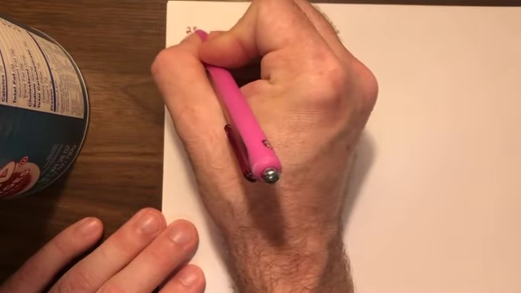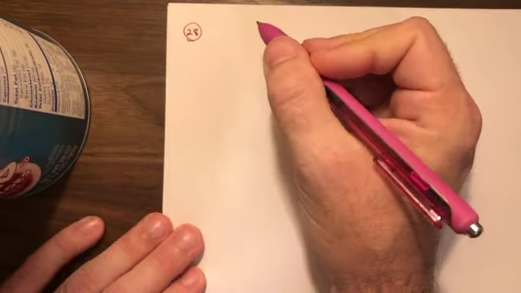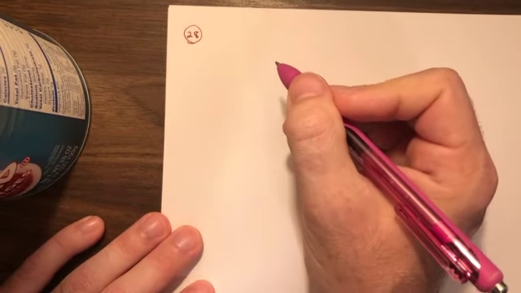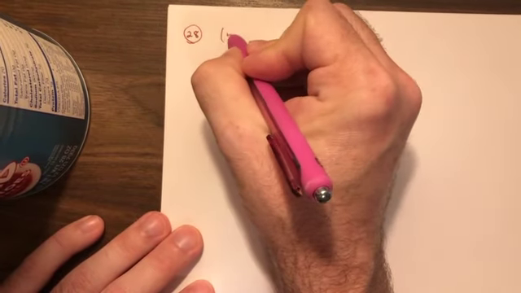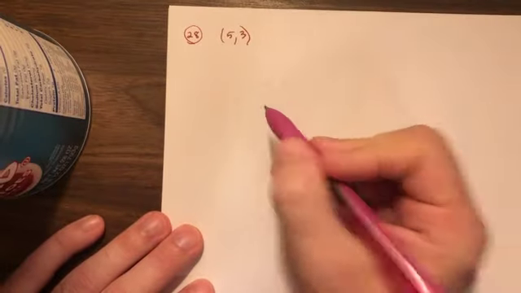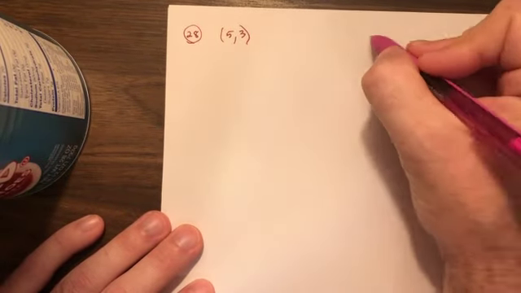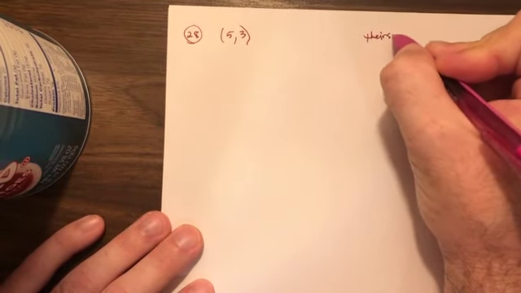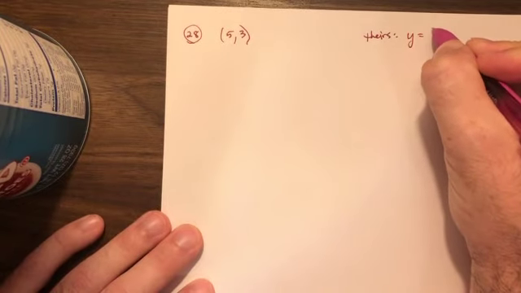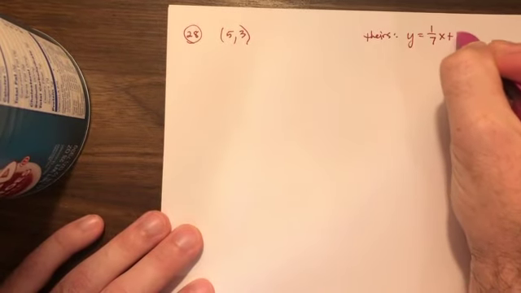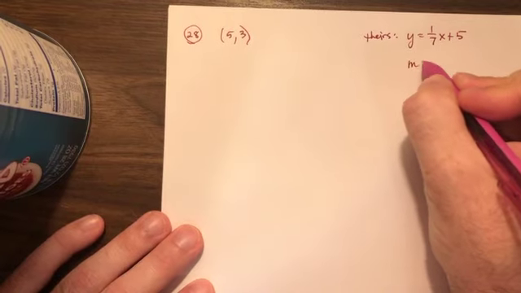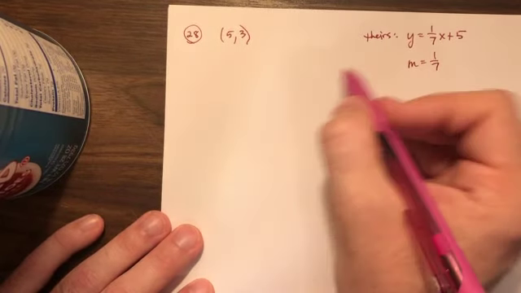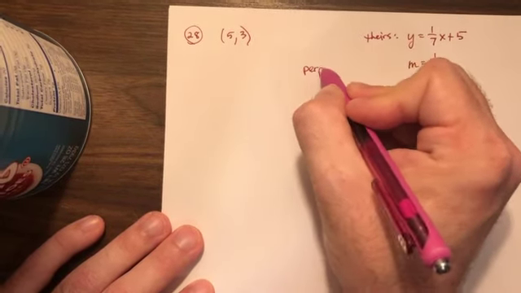Number 28 asks you to do slope-intercept form. So that little extra bit after you do point slope is what they want. (5, 3) is the point they give you. Their equation is y equals 1/7 x plus 5. That means that their slope is 1/7. And they want perpendicular again.